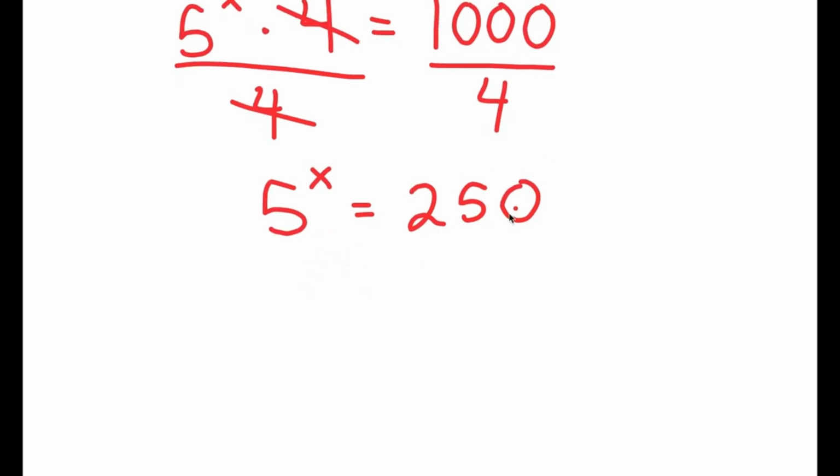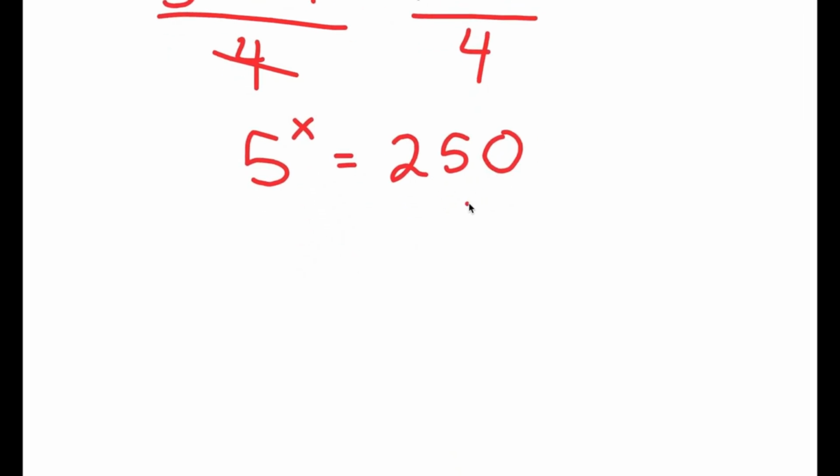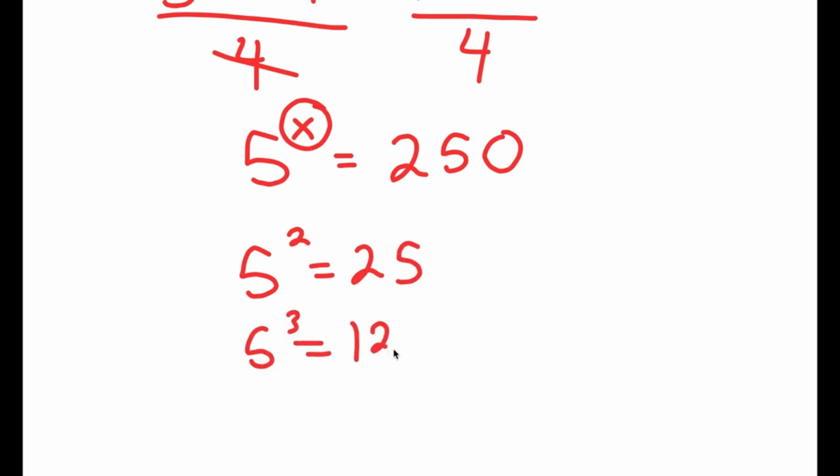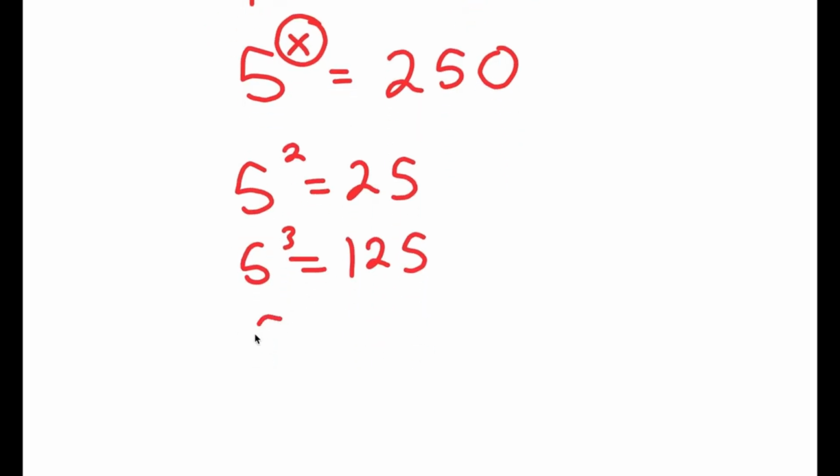So we have 5 to the power of x equals 250, and just at first glance of this equation, we can tell that x is not going to be a whole number, because we have 5 squared is 25, 5 to the power of 3 is 125, and 5 to the power of 4, this is going to be 125 times 5, which is 625. So the value of x is somewhere in between 3 and 4.